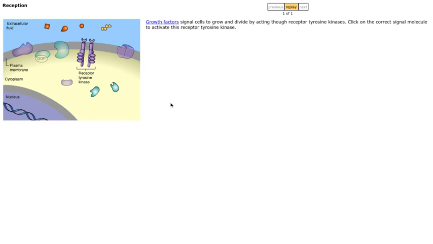Growth factors signal cells to grow and divide by acting through receptor tyrosine kinases. Click on the correct signal molecule to activate this receptor tyrosine kinase.